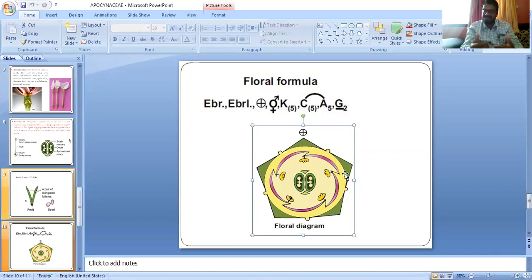If suppose the stamens were opposite to the petal, the stamen would be present at the center of the petal, and you would have to mention that. But in this case, in the family Apocynaceae, the stamens are 5 and they are alternate with the petals, and they are also epipetalous. And lastly, this is the ovary, bicarpellary apocarpous, with marginal placentation. So this is the description of the floral diagram.